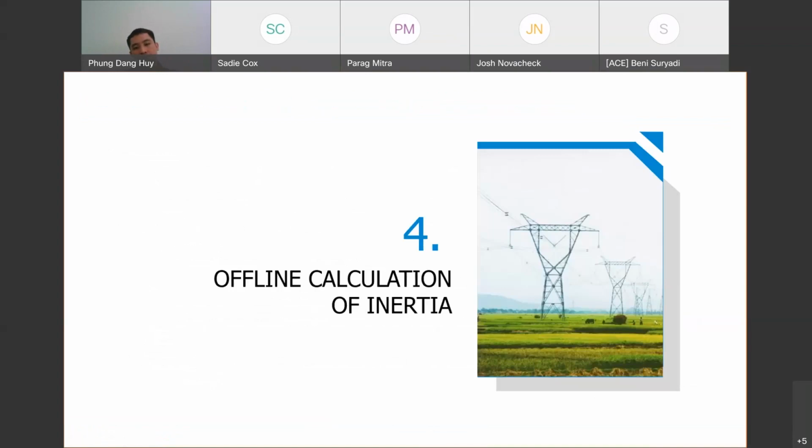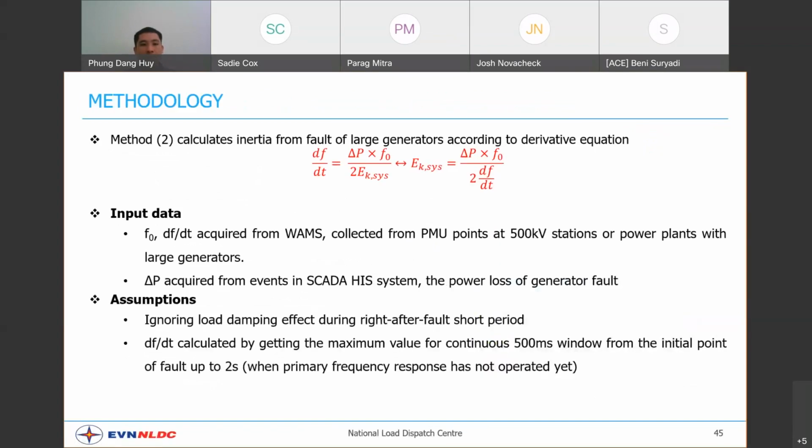Yeah, so we are moving on to the offline calculation of inertia, which is based on the events. The methodology of that is from the swing equation that you have seen in the slide. And the assumption is that when a generator fault occurs, if we can ignore the load damping right after the fault, and also when the primary frequency control has not operated yet, then the frequency will be based on the inertia.